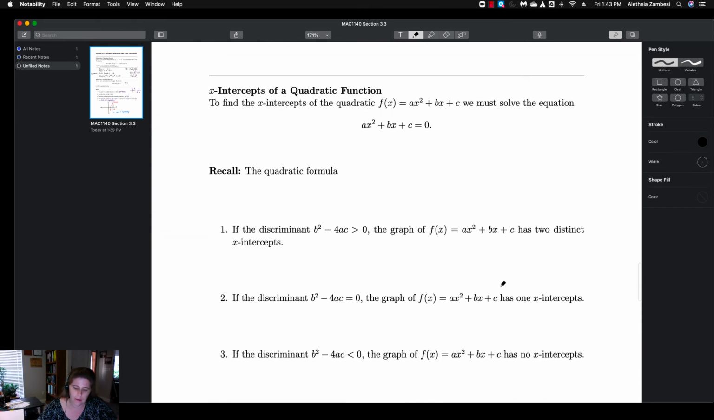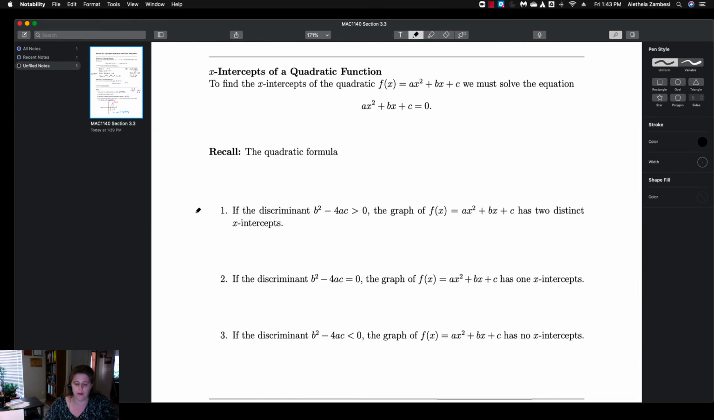If I'm looking for the x-intercepts of a quadratic function, I can find those two ways. I can either factor my function or I can use the quadratic formula. So either way, we're solving ax squared plus bx plus c is equal to 0. If you're using the quadratic formula, x is equal to negative b plus or minus the square root of b squared minus 4ac all over 2a.